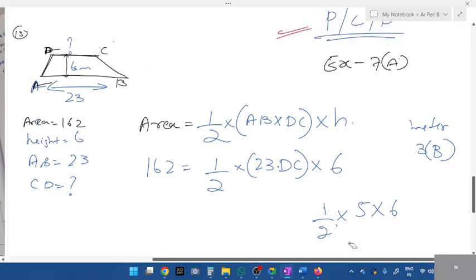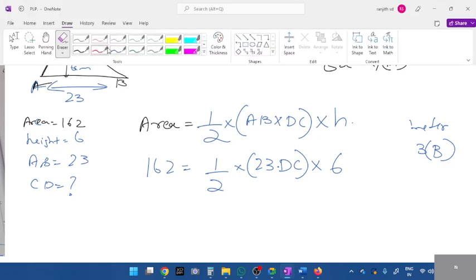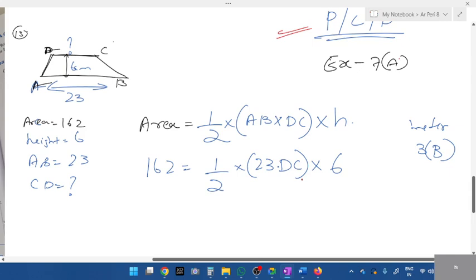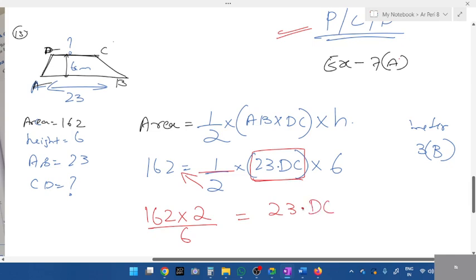If not, in this entire equation, which is the missing value we need to find? DC. DC is given in bracket, right? So just keep the bracket as it is. What we'll do, shift this 2 to the other side. What does it become? 162. What happens to 6? Divide. Is equal to 23 into 60, right?